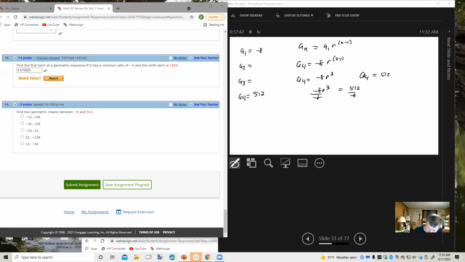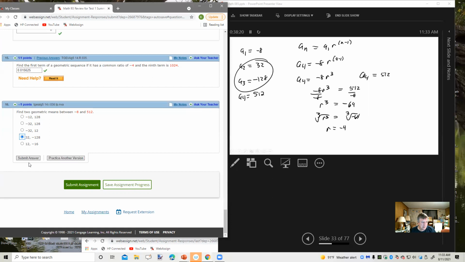Divide both sides by -8, r cubed equals, let's see here, 512 divided by -8 is -64. Take the cube root, and we get -4. So -8 times -4 is 32. 32 times -4 is -128. -128 times -4 is 512. So the two geometric means are 32 and -128.